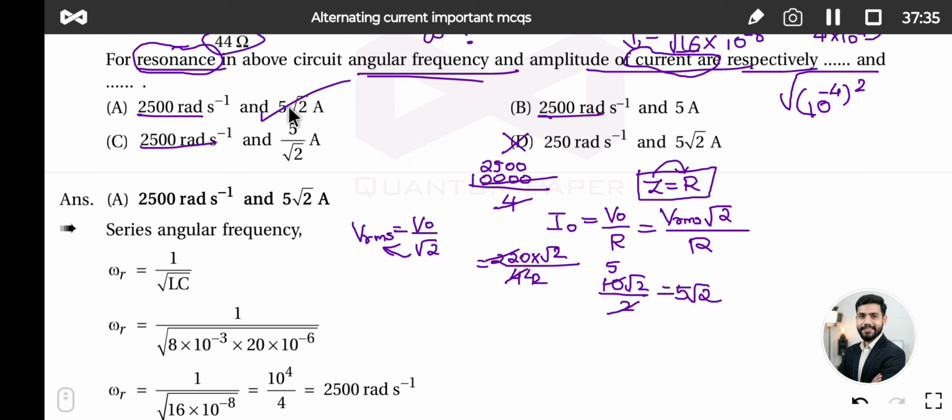Okay, so don't make the mistake. This is the resonance. In case of resonance, current is maximum, so we have to find out the peak value of the current by using this V0 by R. Look at the next question.